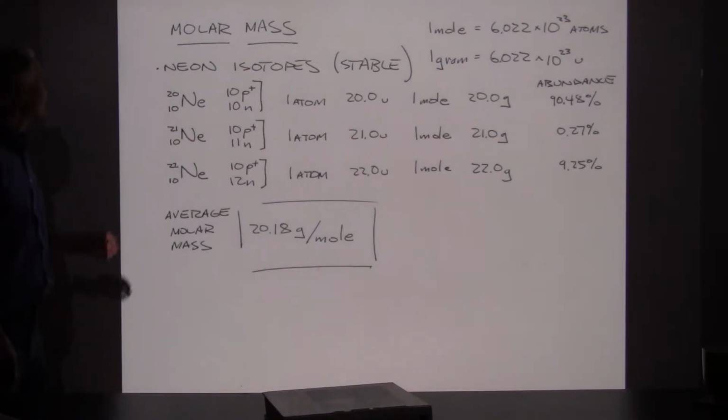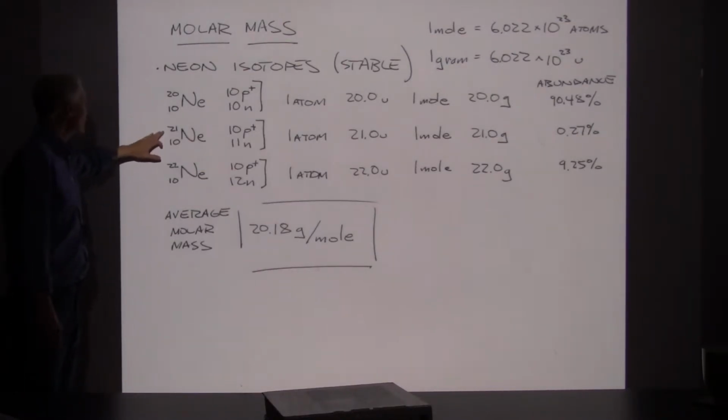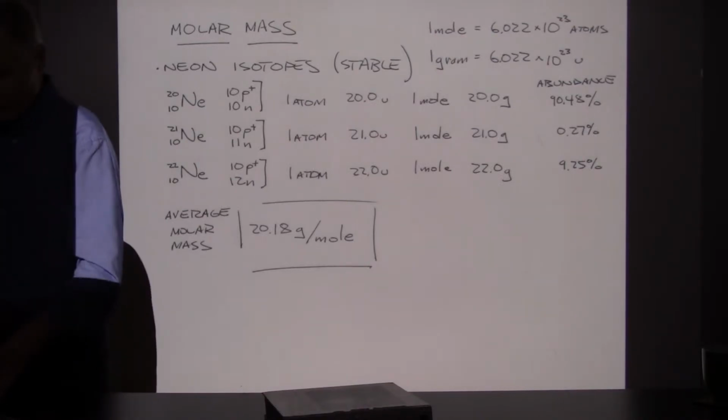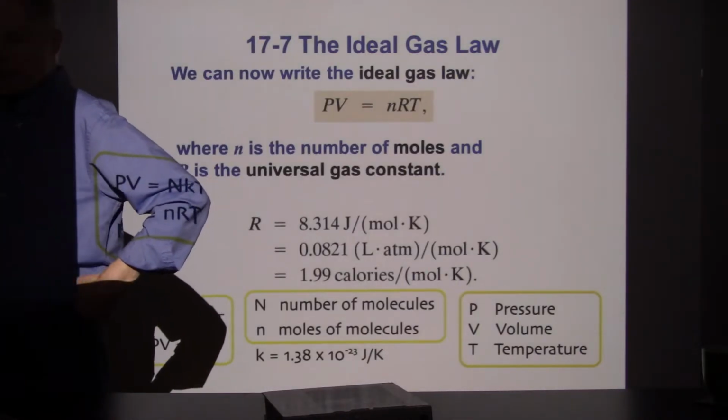Now if you give the same amount of kinetic energy to each of these atoms, the neon 20 is going to go faster because it's a little bit lighter. So everybody gets the same kinetic energy. The heavier atoms go slower, the lighter atoms go faster. All right, here it is, the ideal gas law.